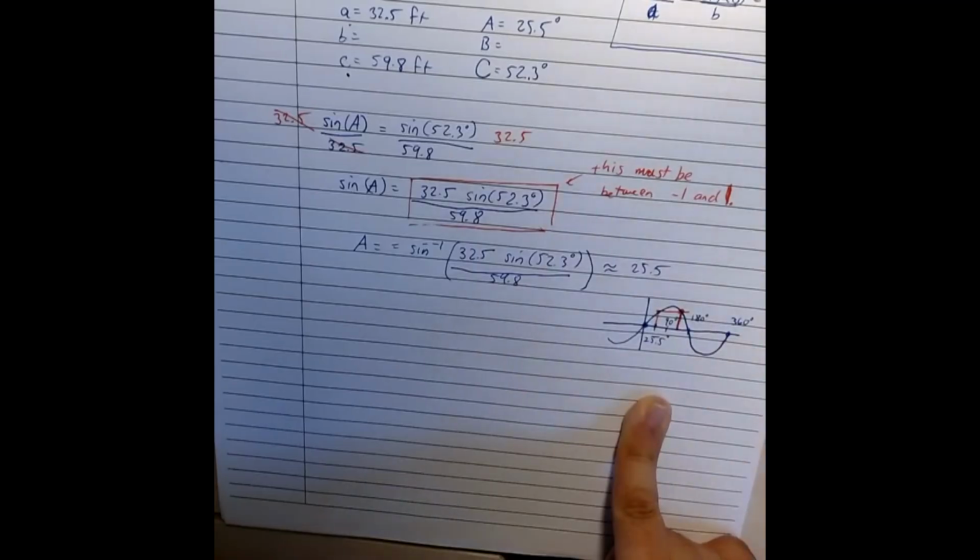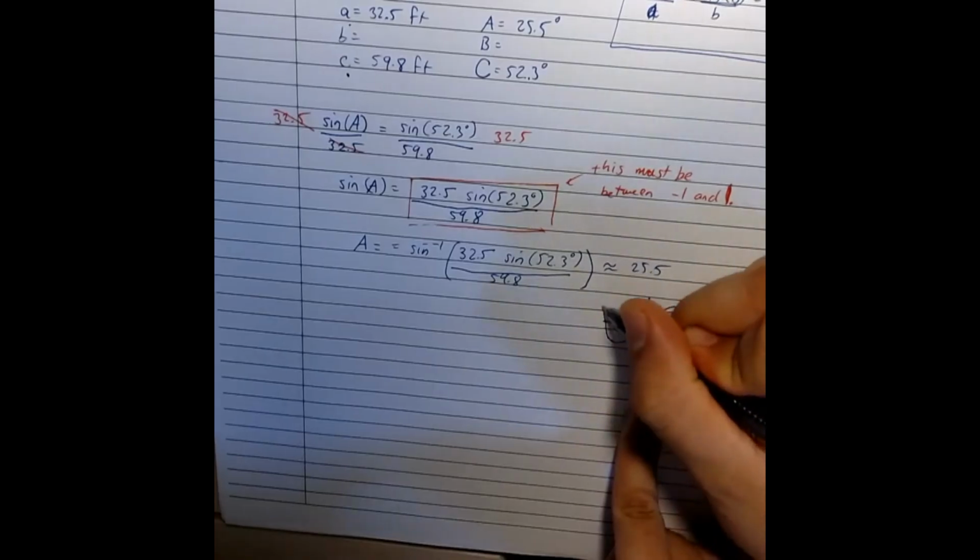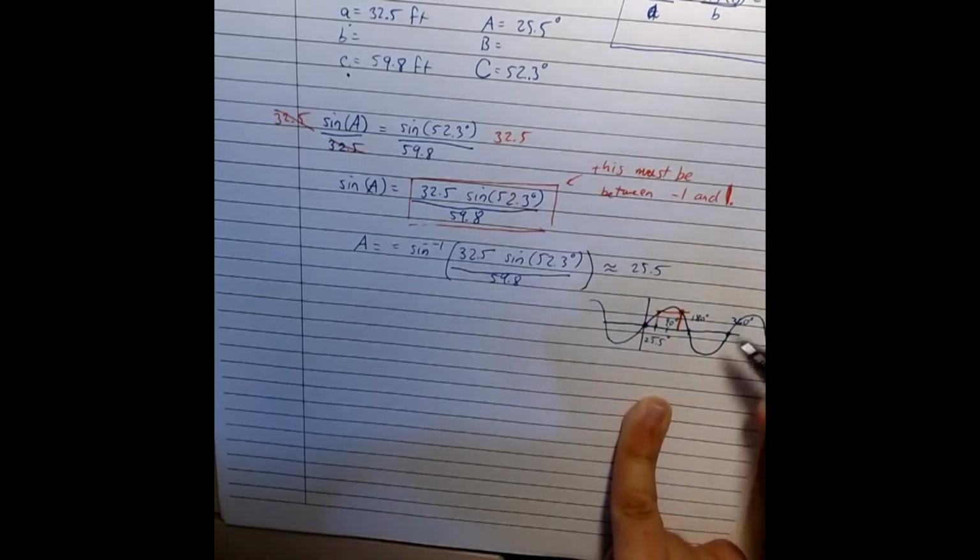You say, well, there's more of them, aren't there? I mean, over here, I have another one. And over here, I have another one. There's an infinite number of them, right? There's one over here, and there's one over here, and one over here.